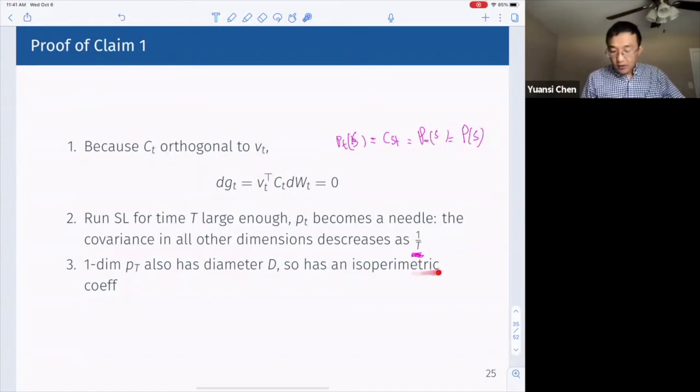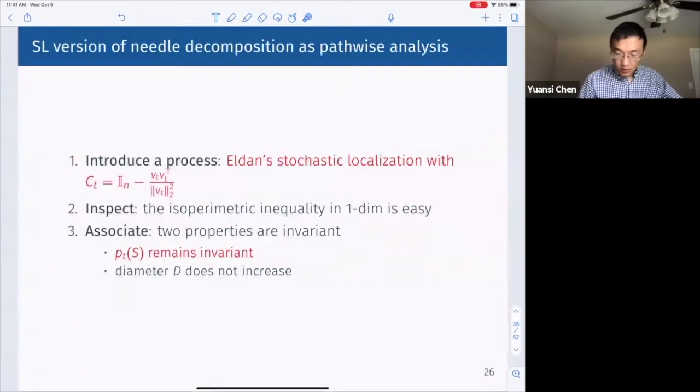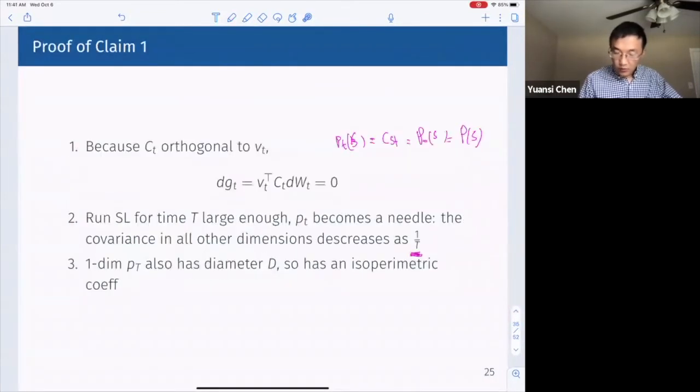So you get an isoperimetric coefficient for the one-dimensional needle. So this is the same as the original localization lemma. And combining these 3 points, we have a stochastic localization version of the needle decomposition. Basically, you run this stochastic differential equation with a special rank n-1 control matrix, and you end up with a needle, and you relate it back.